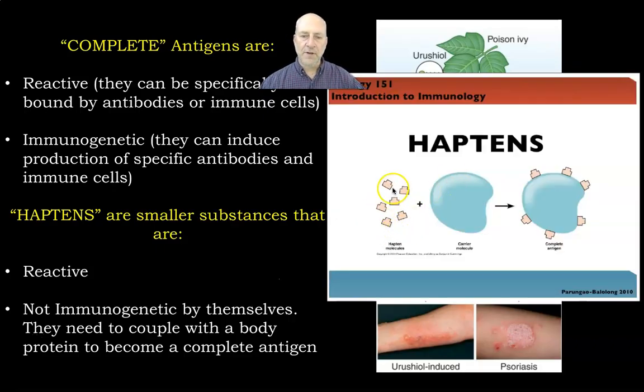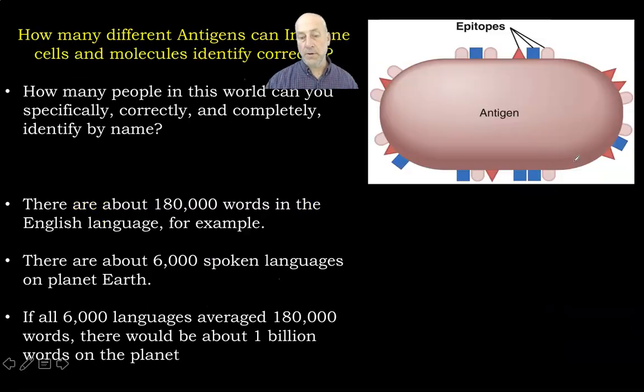So hapten, think of it as these little beige T's, miniature T's, and then some larger carrier protein. And when they bind together, this on the right is a full complete antigen. So the hapten bound to a carrier protein, that can not only be bound, but that can invoke the full immunological response.